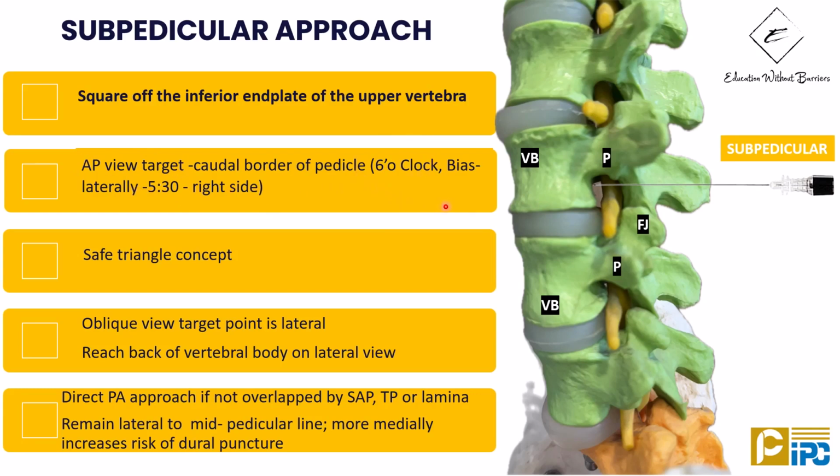Now, if you had to choose, then you're better off going a little more lateral than going medial, because if you're too medial, you can enter the dural sleeve or the dura, which you don't want. We've already talked about the safe triangle concept, and there are blood vessels in there. We'll talk about where this is located in the subsequent slides.